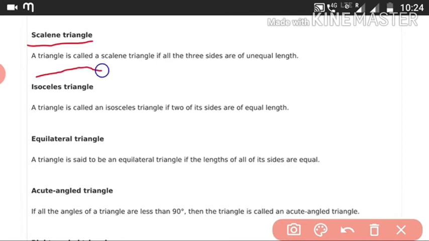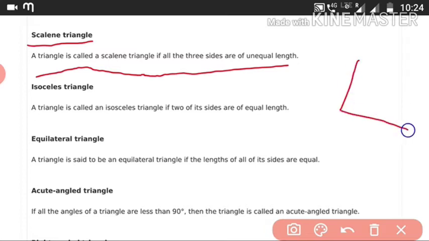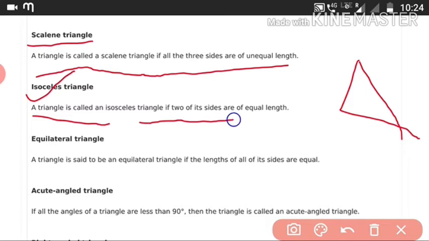Now come to the next, scalene triangle. A triangle is called a scalene triangle if all three sides are of unequal length. Then that is called a scalene triangle. Now isosceles triangle. A triangle is called an isosceles triangle if two of its sides are of equal length. Suppose this is a triangle.